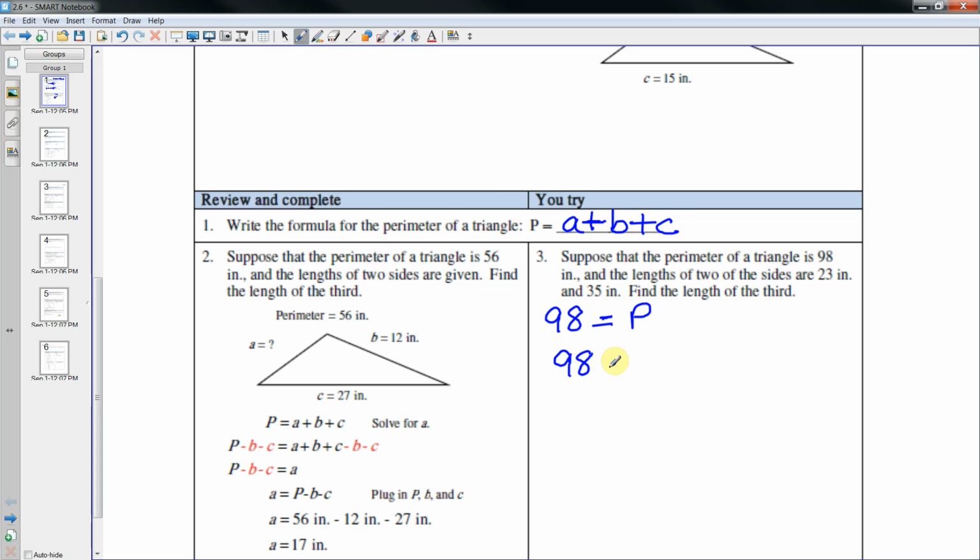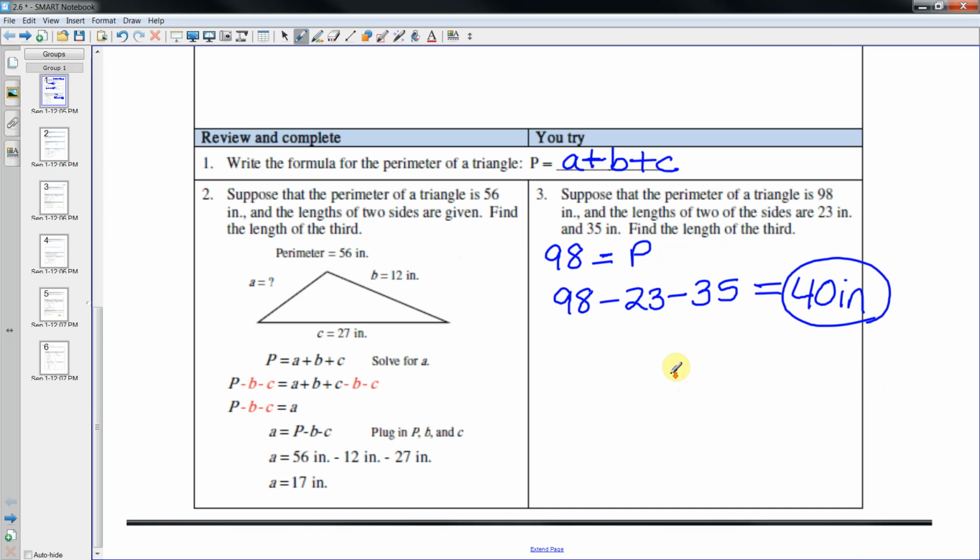So the easiest way, I think, is just to take 98 minus 23 minus the 35. And what we have left is going to be equal to our missing side, which comes out to be 40. That would be our missing side. You could take 40 plus 35 plus 23 and double check yourself and make sure that that adds up to our 98.